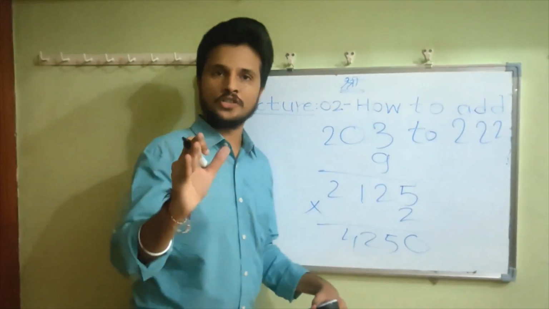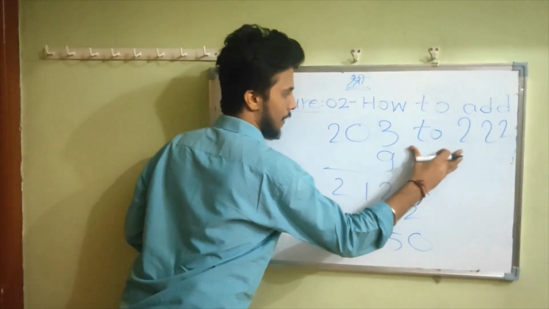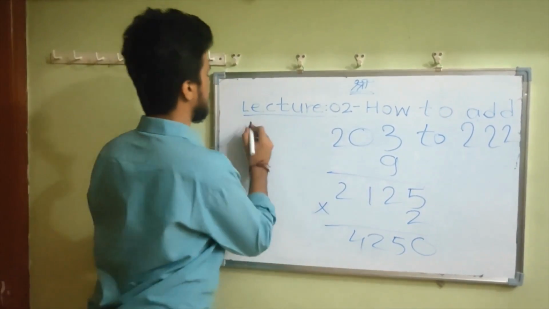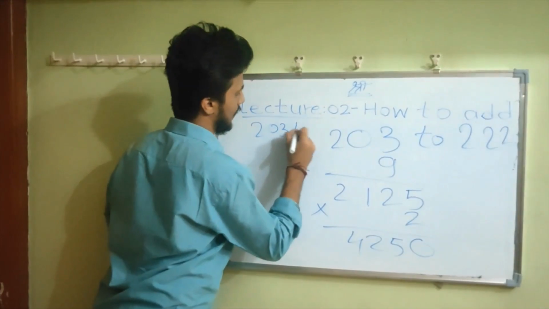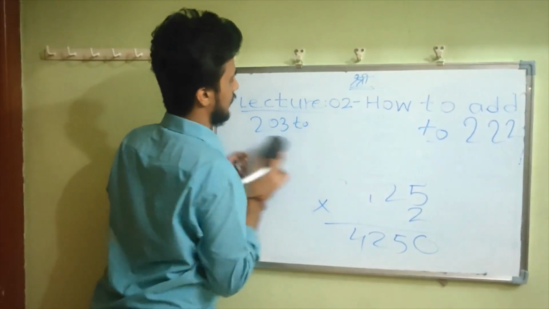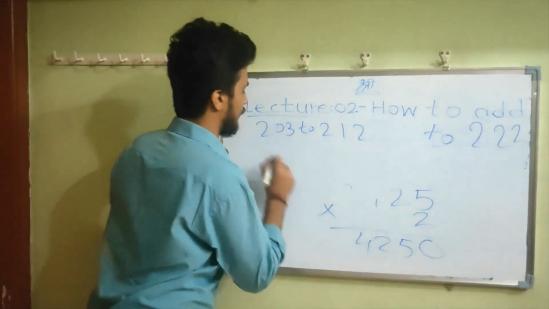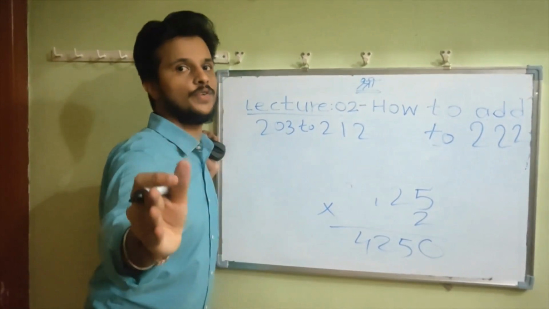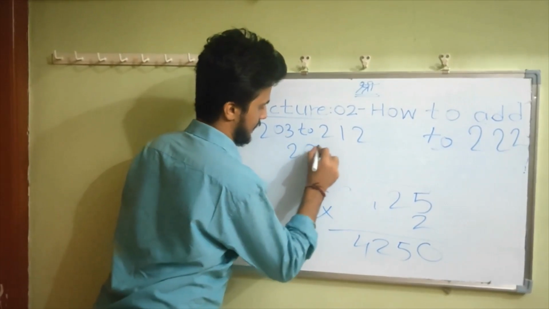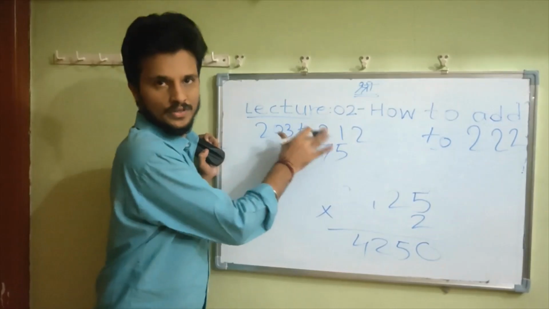Those who have watched the first lecture of this series can split this problem into two sections and verify it. What will be the first section, guys? The first section will be 203 to 212. What will be the sum? We need to calculate the fifth number. For the fifth number, we'll add just 4 here. The simple addition, 207. Now we need to append 5. This will be the sum of this.